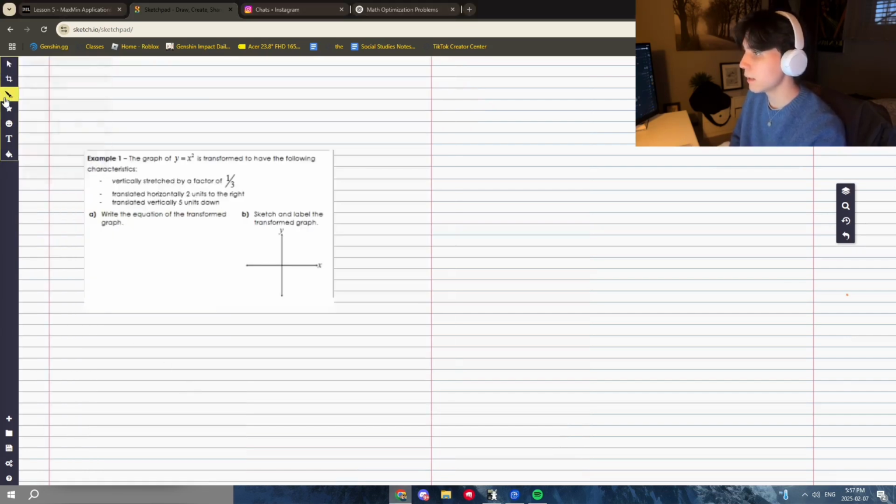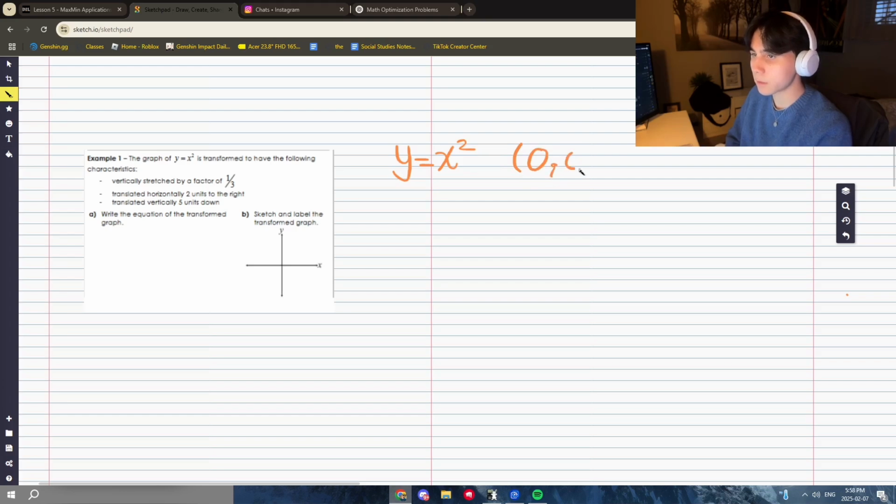Example 1. The graph of y equals x squared is transformed to have the following characteristics. Vertically stretched by a factor of 1 over 3, translated horizontally 2 units to the right, and translated vertically 5 units down. Write an equation of the transformed graph and sketch it. So, as we know, y equals x squared gives us a vertex of 0, 0.